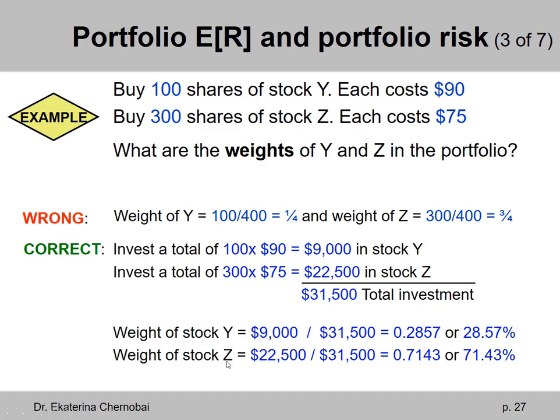The weight of stock Z is the rest, which we can also calculate the same way. $22,500 total invested into stock Z shares divided by our total investment of $31,500. This gives 0.7143 in decimals, which is 71.43% of our money. You can also notice that we could get 71.43% by simply taking 100% and subtracting the weight of stock Y, 28.57%.